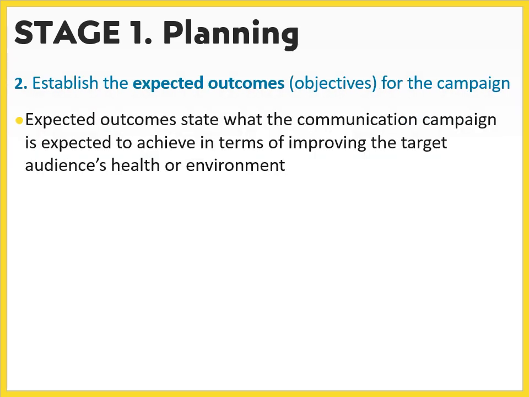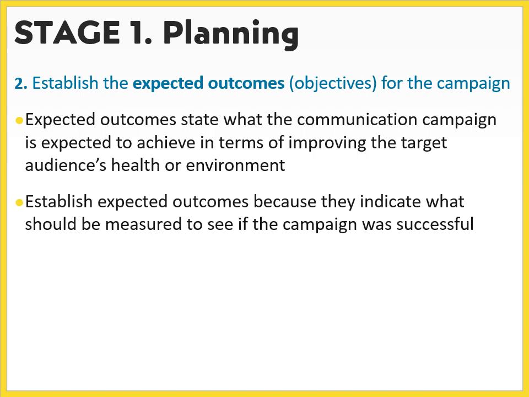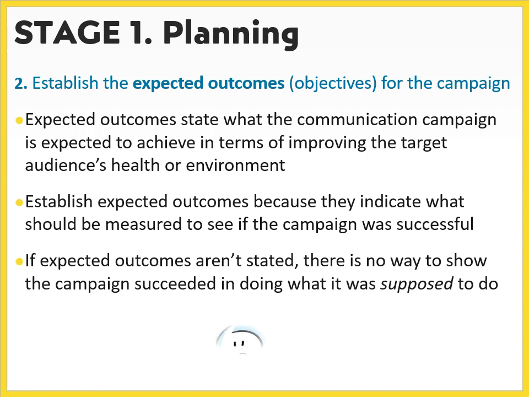In step 2 of the planning stage, you establish the expected outcomes, the objectives for the health communication campaign. Expected outcomes state what the communication campaign is expected to achieve in terms of improving the target audience's health or their environment. For example, you might expect the communication campaign to lead to a specific behavior change in the target audience. When planning a campaign, you establish expected outcomes because they indicate what should be measured to see if the campaign was successful. If expected outcomes aren't stated, there's no way to show if your campaign succeeded in doing what it was supposed to do.